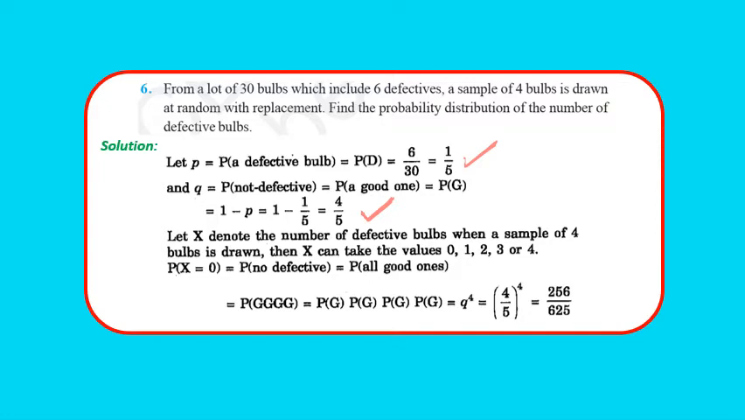So let X denote the number of defective bulbs when a sample of 4 bulbs is drawn. So it can be 0, 1, 2, 3 or 4. So P(X equals 0), when there is no defective bulb drawn, so all are good. So it is q power 4, that is 4 upon 5 to the power 4, which is 256 upon 625.